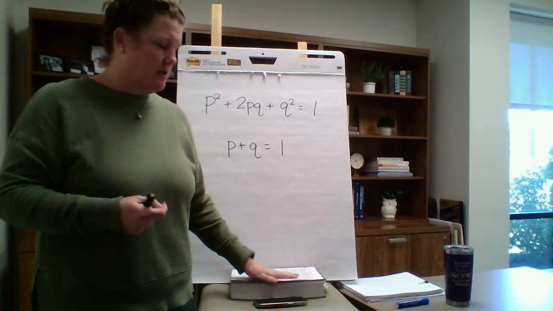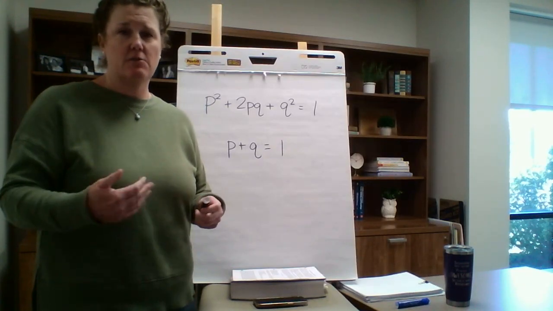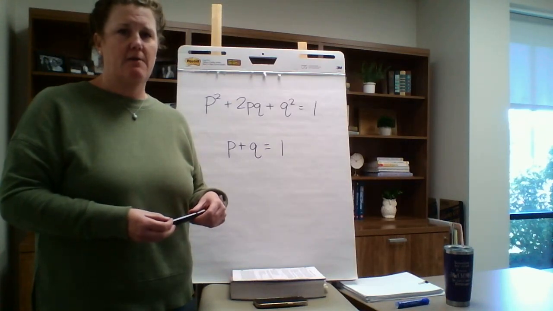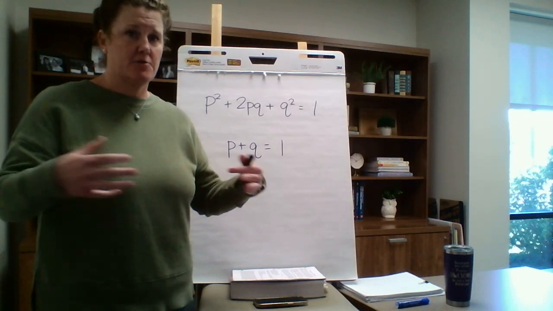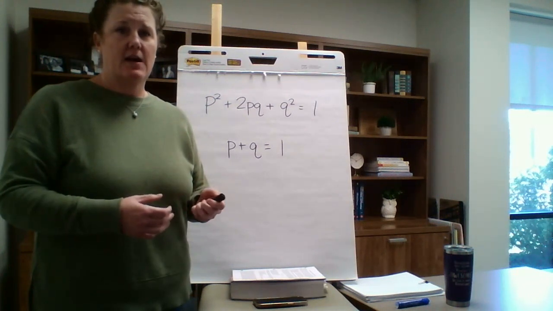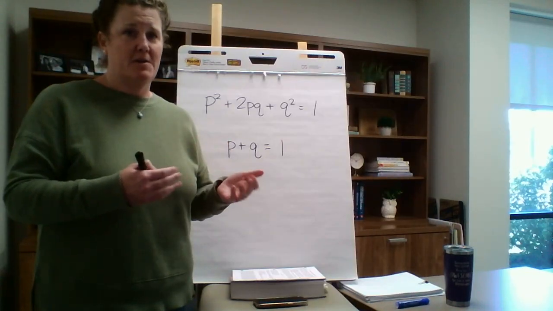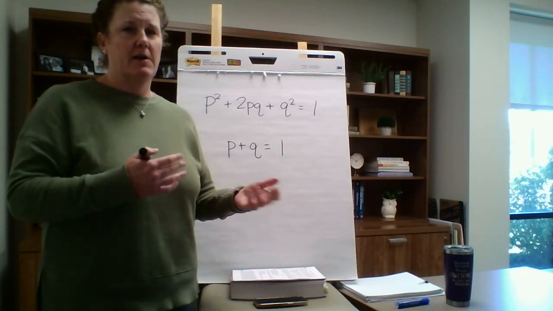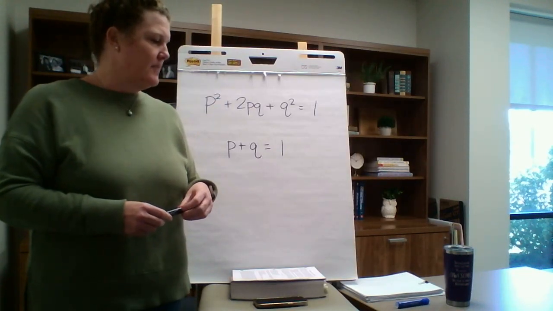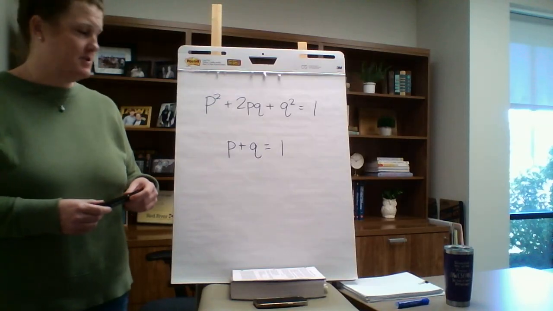Now, I do want to clarify that you can only use these equations for a single gene trait that has 2 alleles. So what we have is not a spectrum. We don't have that range of phenotypes. We essentially have a dominant allele, a recessive allele, and we're going to have a dominant trait and a recessive trait. So we can only use these equations for those types of inheritance patterns. But it's a mathematical way to calculate allele frequencies in a population.